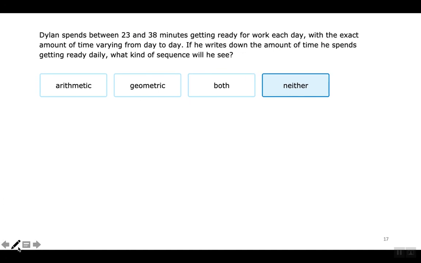Last example is the same as this one. El último ejemplo es la misma cosa. Dylan spends between 23 and 38 minutes getting ready for work each day, with the exact amount of time varying from day to day. That means it changes. Okay, está variando cada día la cantidad de minutos que Dylan pasa preparándose para el trabajo. Así que ese va a ser ninguno, neither. All right, that's it for this section.